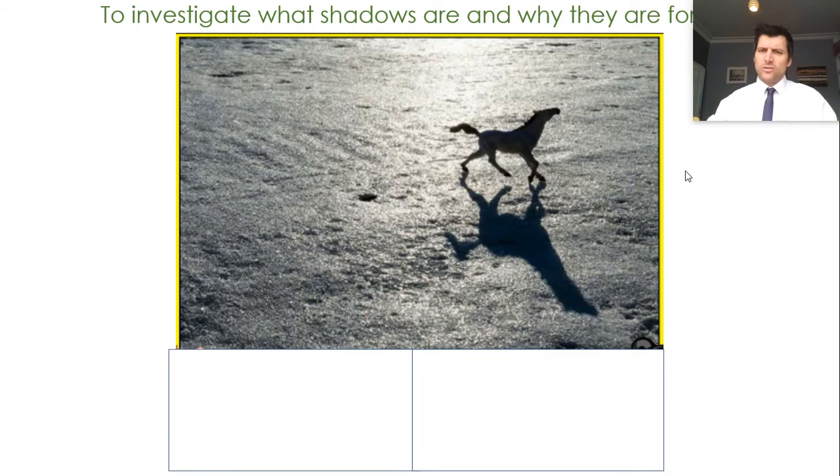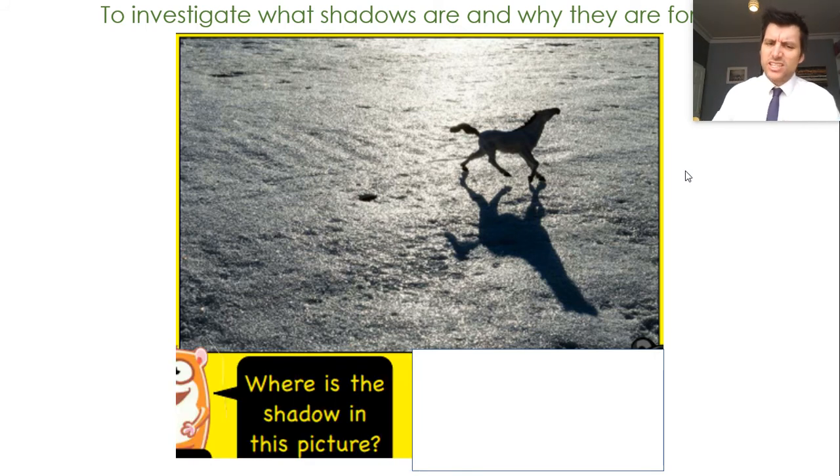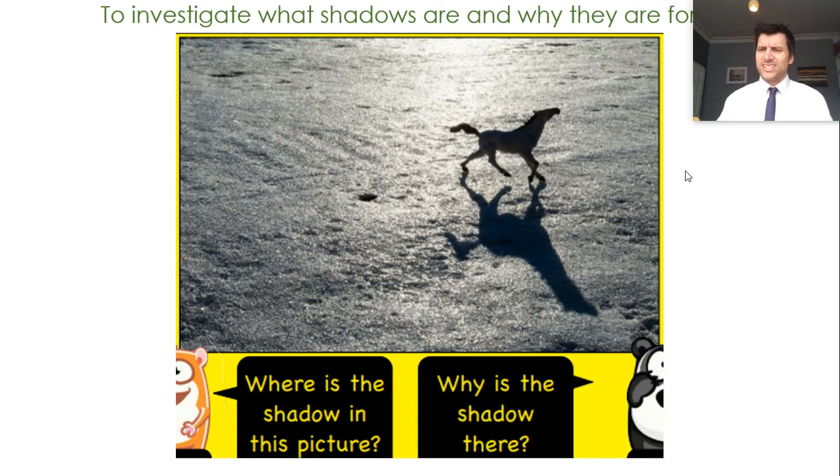Okay. Here though, the shadow's in a different place. Now, why do you think the shadow's in a different place? Because it's not quite underneath the horse. The actual shadow is to the side of the horse. Why do you think that might be?